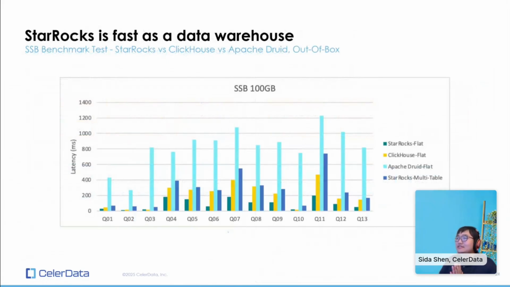So first, let's set a baseline here. StarRocks as a data warehouse is incredibly performant. This is StarRocks versus ClickHouse versus Apache Druid out of the box, on the SSB 100 gigabyte performance benchmark.